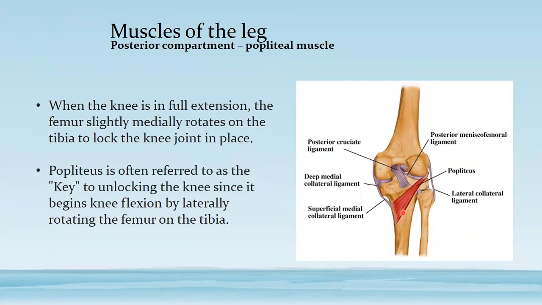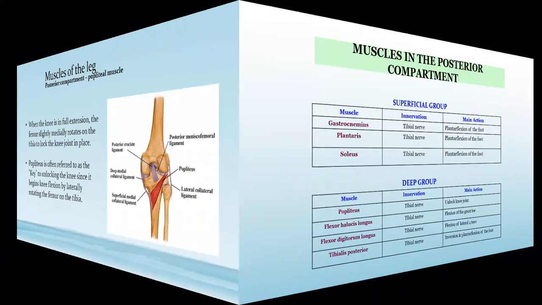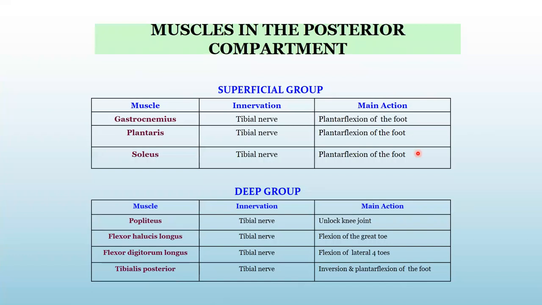But whenever that person want to start walking, to unlock this lock knee, the popliteus will contract so that the femur will rotate laterally on the tibia to unlock this position. So these are the tables of the superficial and deep group muscles in the posterior compartment of the leg.